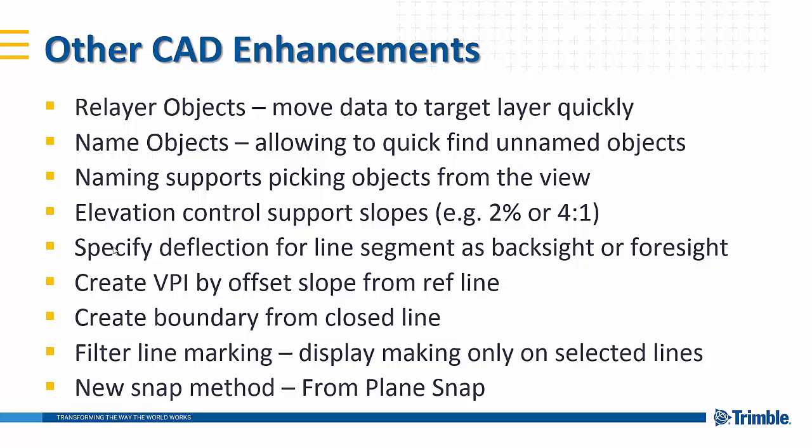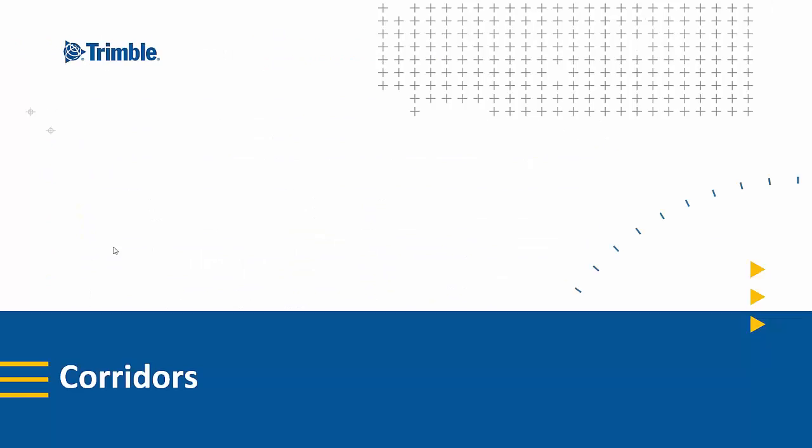create VPIs by offset from reference line, create boundaries from closed lines. If you have a huge number of line markings and you want to display those just on certain lines, you can do that. And we have some new snap methods from plane.